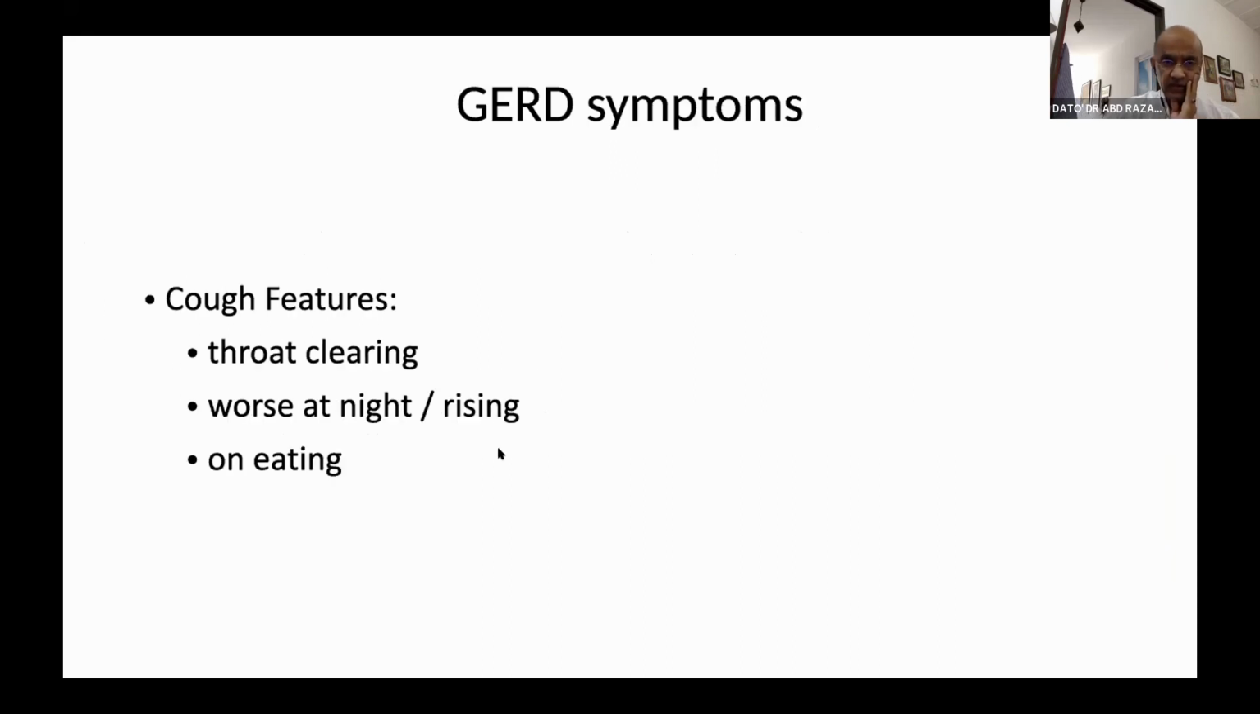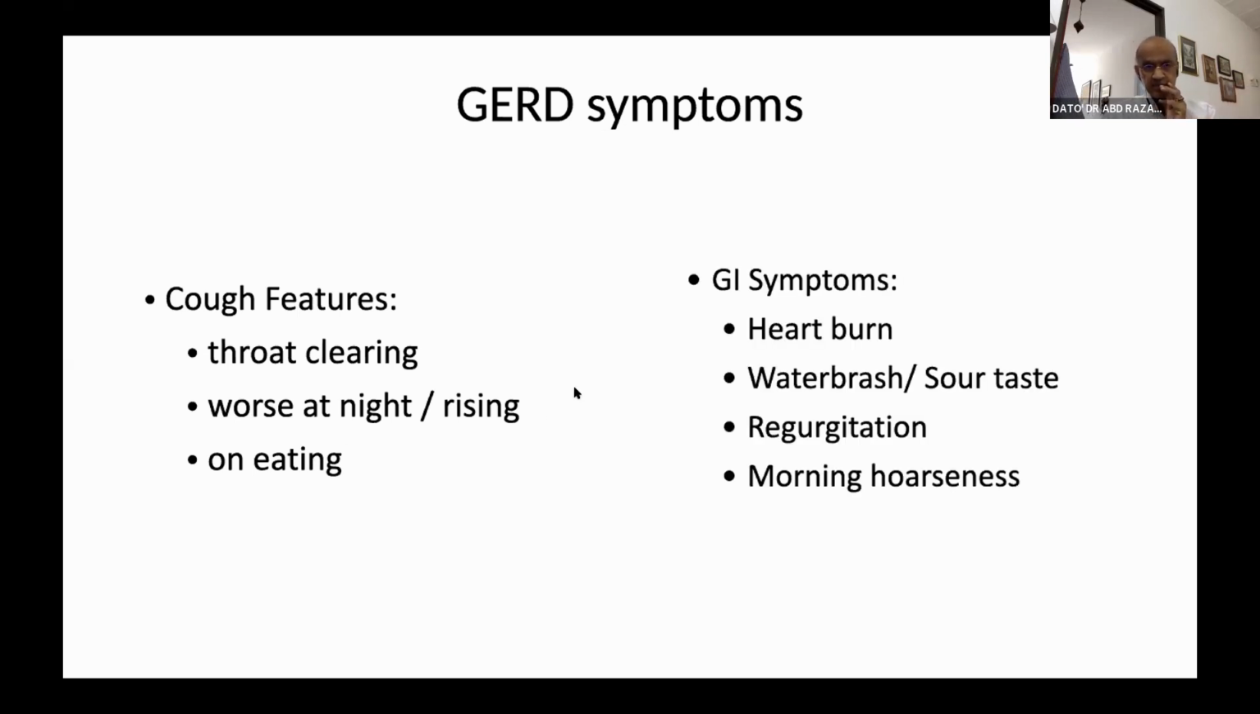How do they cough? They only clear the throat because they feel irritation in the throat. And the cough normally occurs at night, when they're going to sleep. When they sleep, the acid just goes up, and that's why they tend to cough. And of course, when they're eating, they get this cough, you get irritation. And the symptoms again: they feel heartburn, there's water brash, they get a sour taste in the throat, and then they feel something regurgitating. And every morning, because the acid has gone to your upper airway, you feel your throat is a bit hoarse, and the voice too, in the early morning. These are symptoms they get in the early morning.